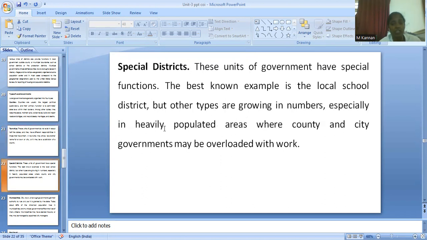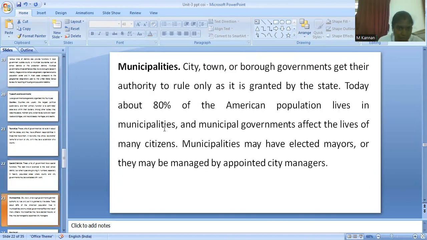So coming to special districts, these units of the government have special functions. The best known example is the local school district, but other types are growing in numbers, especially in heavily populated areas where county and city government may be overloaded with work.